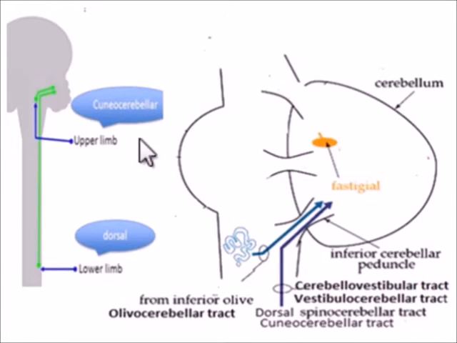While in the upper part of the trunk and upper limbs, it is the cuneocerebellar tract that carries proprioceptive sensation, and this tract also ascends upwards along with the dorsal spinocerebellar tract, does not cross to the other side, and along with the dorsal spinocerebellar tract it also enters the inferior cerebellar peduncle and then goes to the spinocerebellum.